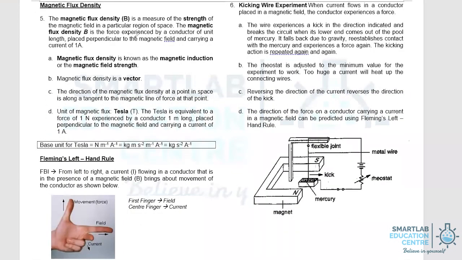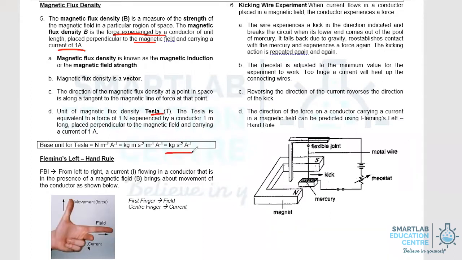Definition of magnetic flux density. Magnetic flux density is the force experienced by a conductor of unit length placed perpendicular to the magnetic field and carrying a current of 1 ampere. And the unit of magnetic flux density is the Tesla, and that is its base units.